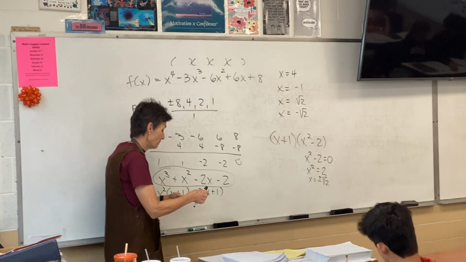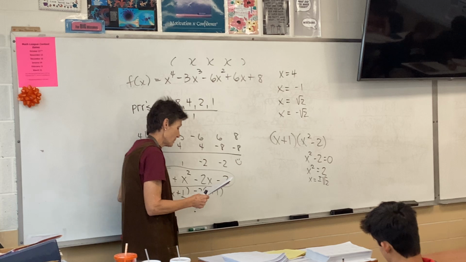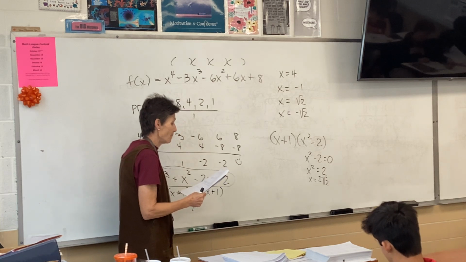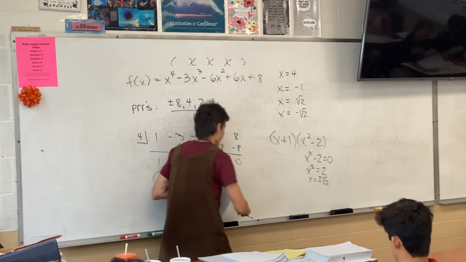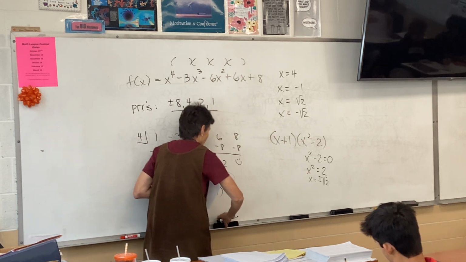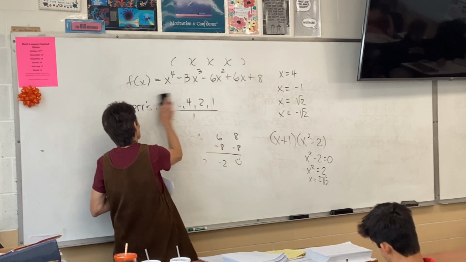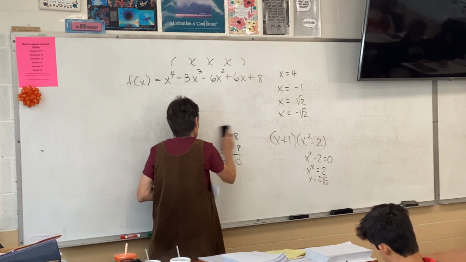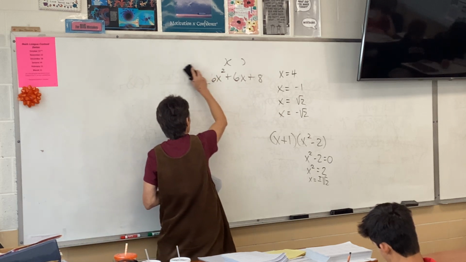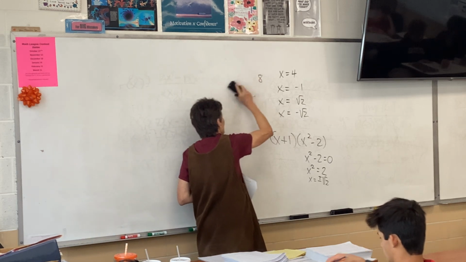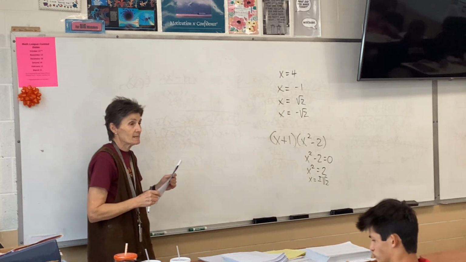Now, for problem 6, show that 3 is an upper bound of this polynomial. Now, what that means is, if 3 is an upper bound, then there are no numbers bigger than 3 that will divide in evenly.